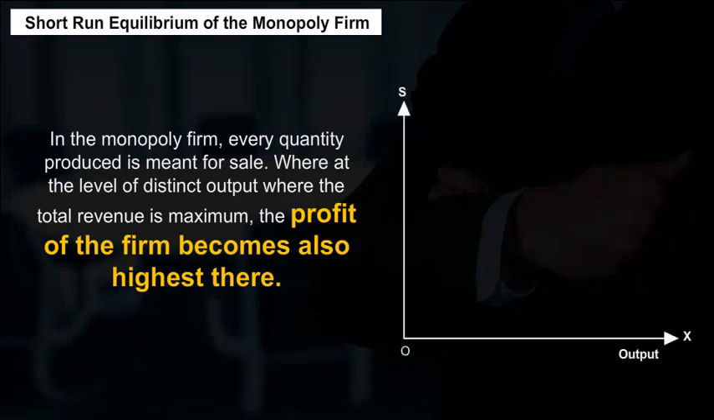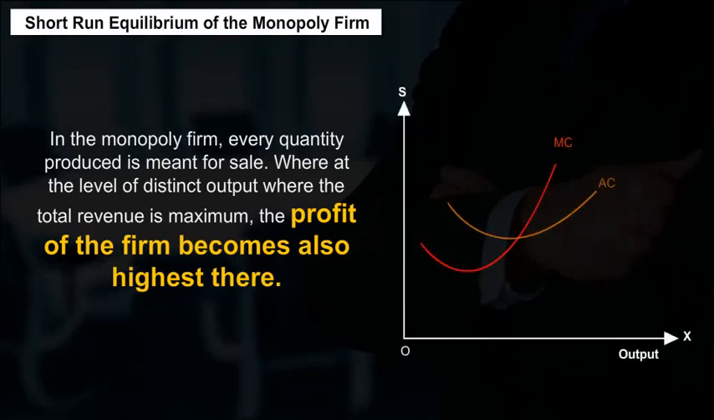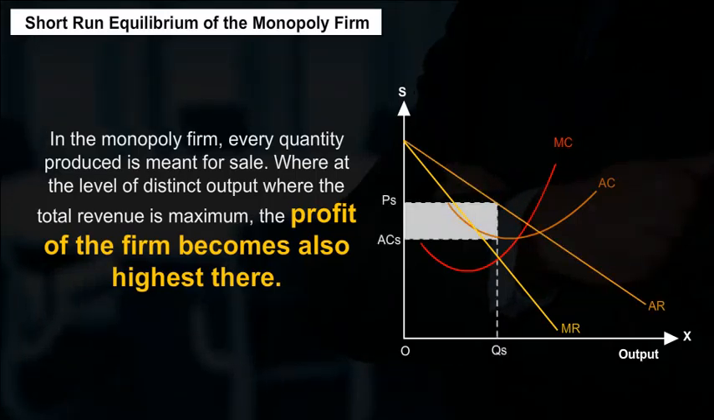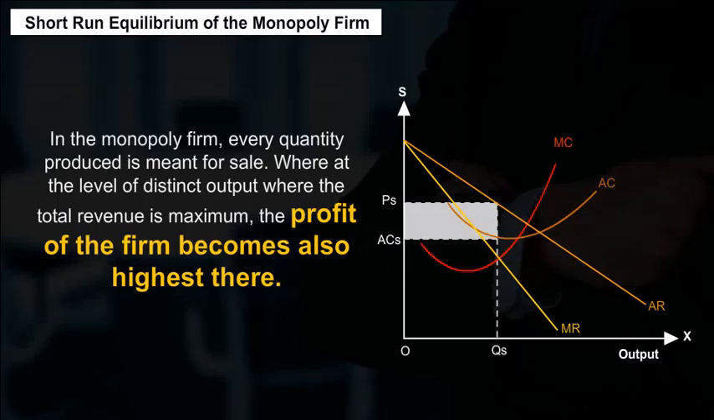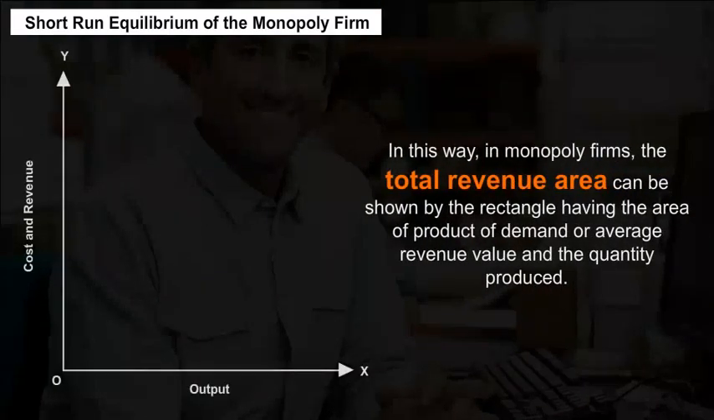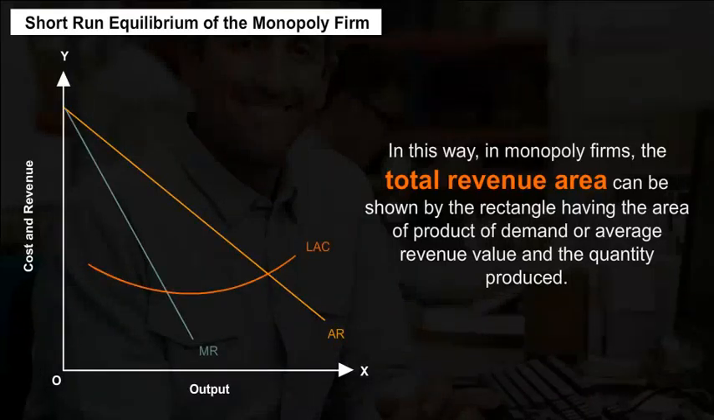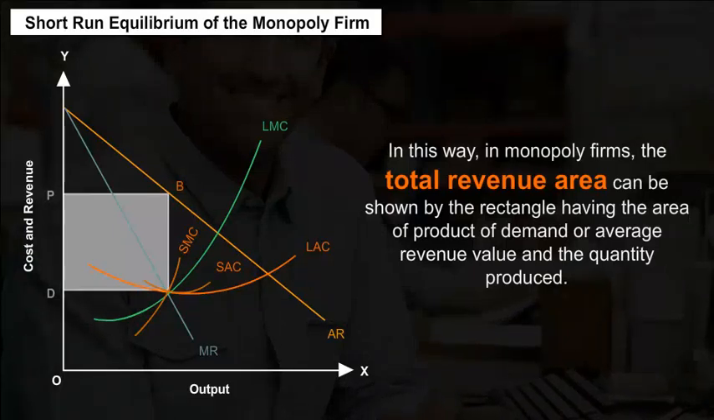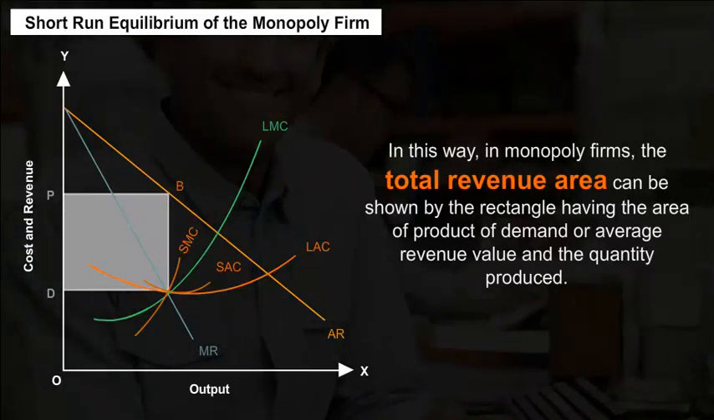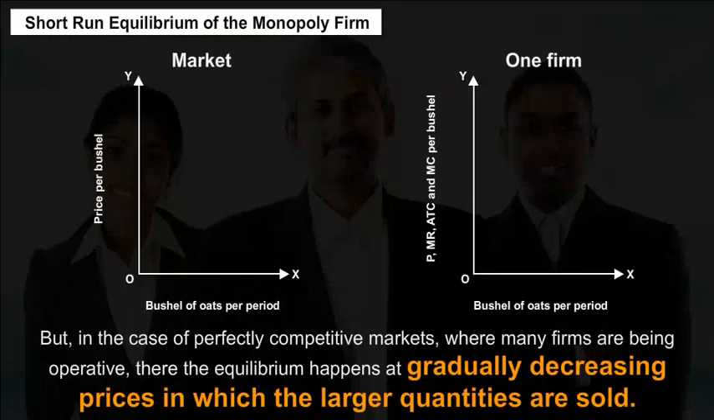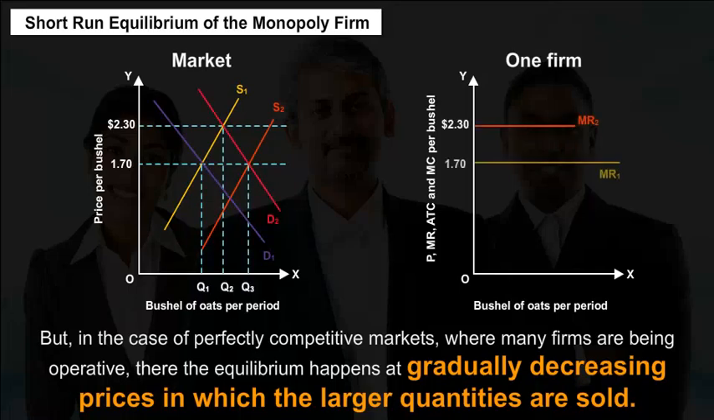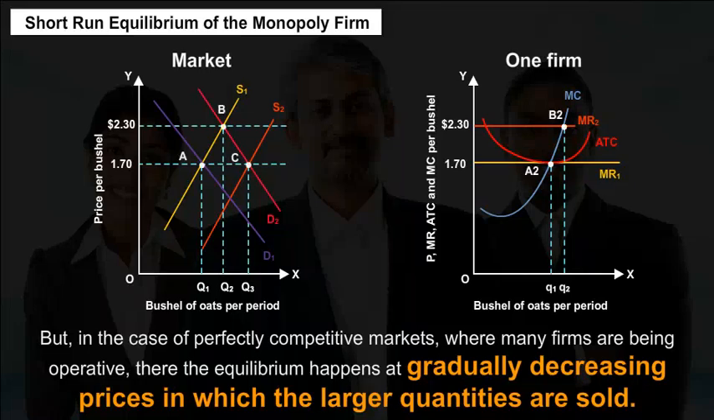In the monopoly firm, every quantity produced is meant for sale, and at the level of output where the total revenue is maximum, the profit of the firm also becomes highest. In this way, in monopoly firms, the total revenue area can be shown by a rectangle having the area of the product of demand or average revenue value and the quantity produced. But in the case of perfectly competitive markets, where many firms are operative, the equilibrium happens at gradually decreasing prices in which larger quantities are sold.